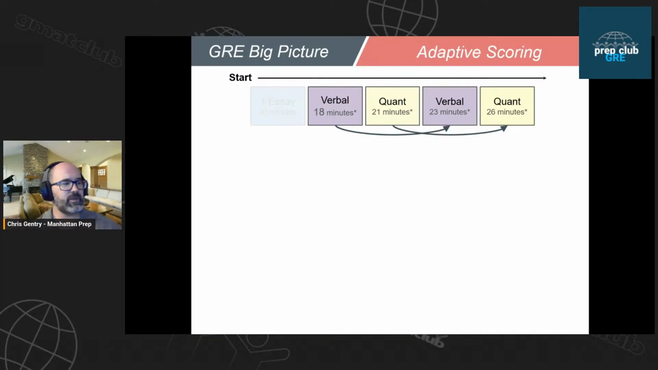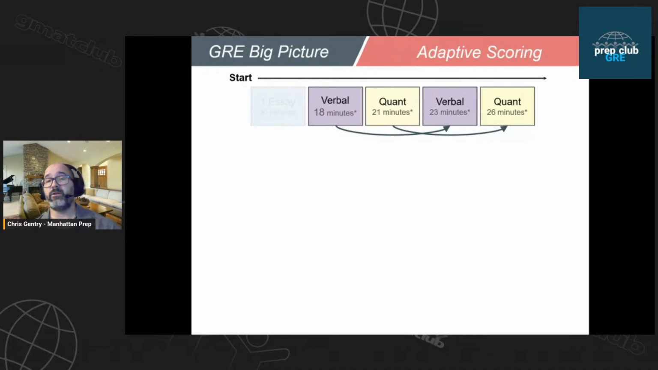So your initial verbal will take you towards either a low, middle, or high second verbal. You have an initial quant. That initial quant will steer you towards a second quant. It could have either a low, middle, or high second quant. So your ultimate goal is to absolutely crush the first verbal and first quant so that when you get to the second verbal and second quant, you are getting absolutely hammered with the hardest questions they have.